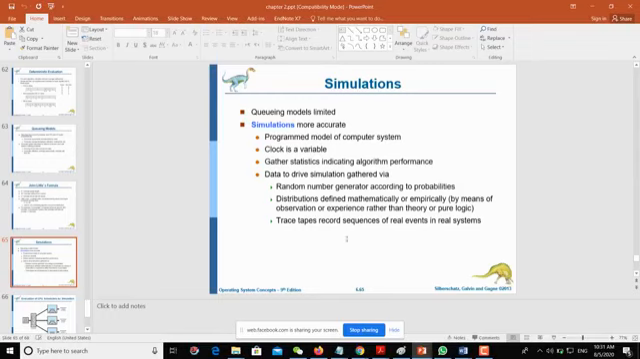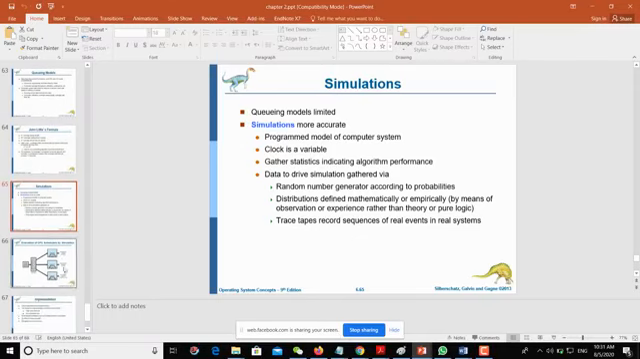Trace steps, record sequences. What are trace steps? Trace steps record sequences of real events in a real system. In a real system, if one needs to record the sequences of real events, they may use trace steps. Let's go to the next slide.